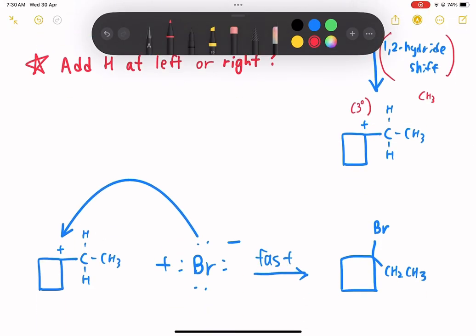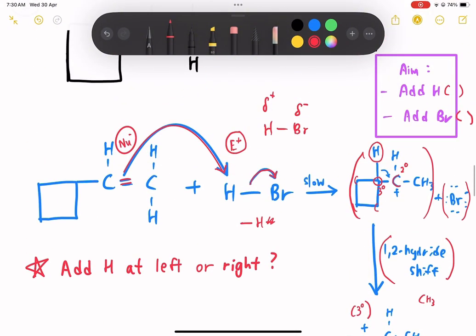Next, after rearrangement, the Br-, which is a partially negative atom, is going to attack the partially positive carbocation, and the resulting compound will form this, where you have already added Br. Once you have achieved adding H and Br, this means that all our steps are completed and the mechanism is completed.